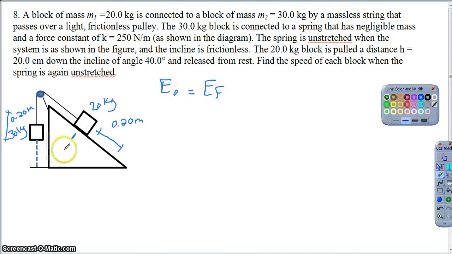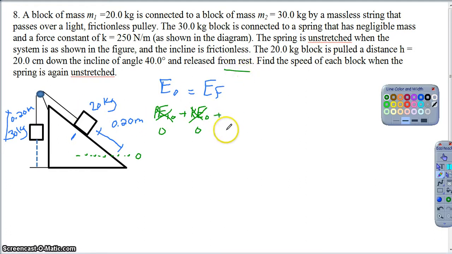The key here is that I'm going to define the spot to which this has been stretched to be 0. As that block is stretched down the ramp, I define that initial spot to be 0. The reason I do that is that the potential energy on that first block would then be 0, because it would be at a height of 0. The kinetic energy of that first block, and really of the entire system, would be 0 because neither block is moving. They're released from rest, so they both start at 0.